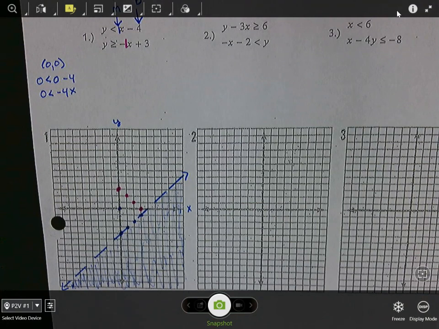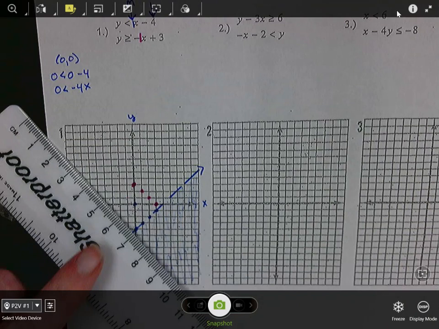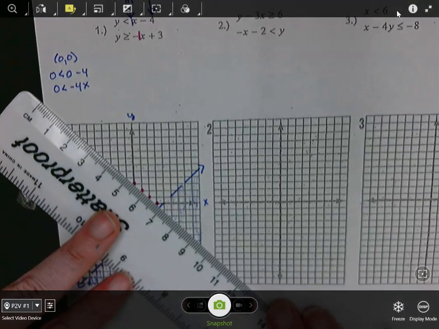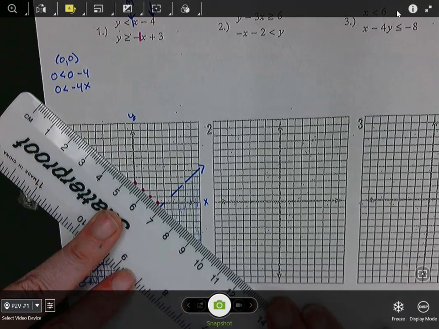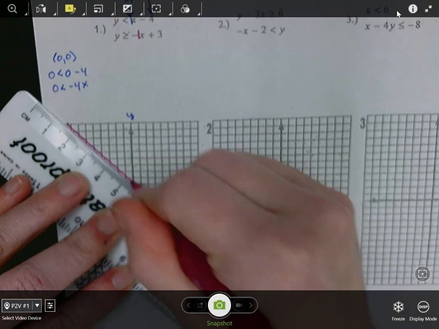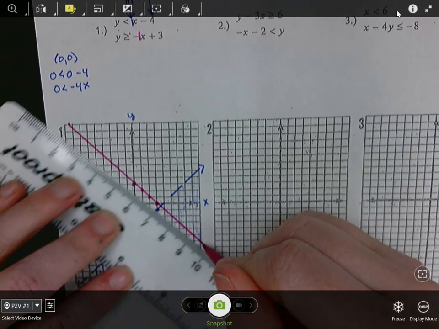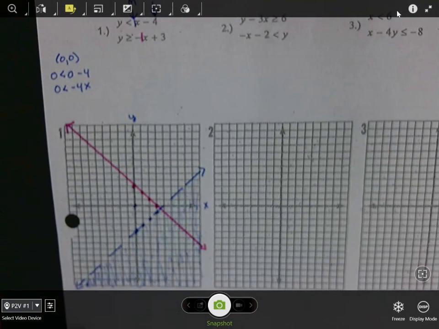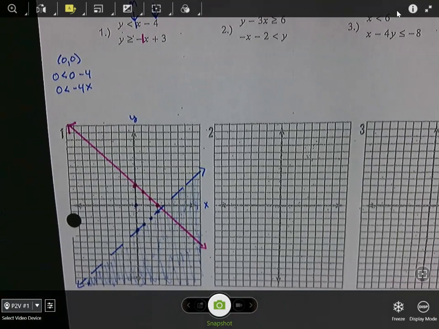Now use your ruler or a straight edge and draw your line. And since there's an equal to, this line's going to be solid. So that means that the points on the line are solutions. Basically, we do what we did the last one, but we just do 2 lines.